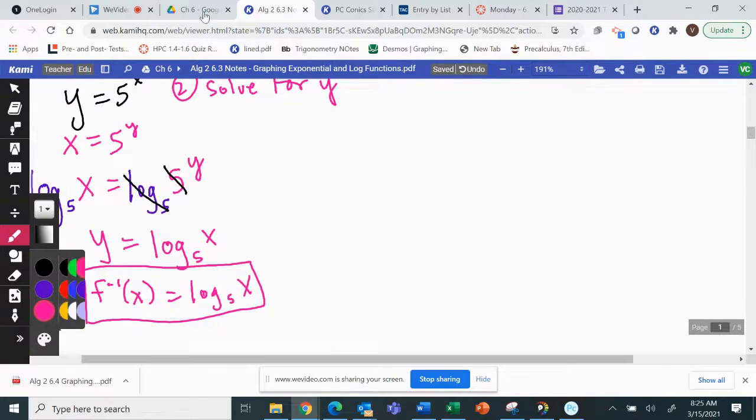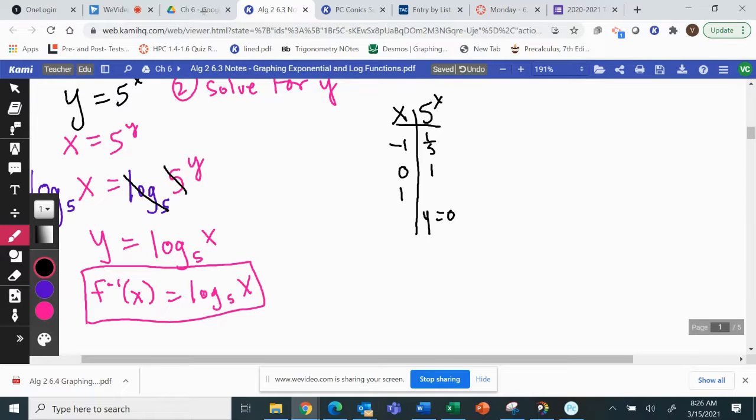Now, going back to the original question, we had ordered pairs for 5 to the x that were -1, 0, 1, and y equals 0. So -1 was 1 over 5, 0 was 1, and 1 was 5. Those are our key points that we had to memorize. When we were graphing inverses in chapter 5, we would take these ordered pairs and do something to them.